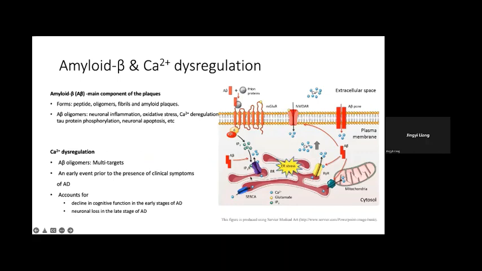Amyloid beta oligomer is proposed to cause neuronal toxicity through different pathways. The calcium hypothesis is one important hypothesis that extends from the amyloid hypothesis to further explain the alterations resulting from amyloid pathology. Calcium dysregulation has been observed in brains of AD patients before the presence of the clinical symptoms of AD. The dysregulation of calcium signaling is suggested to account for the decline in cognitive functions in the early stage of AD, as well as the neuronal loss in the late stage of AD.